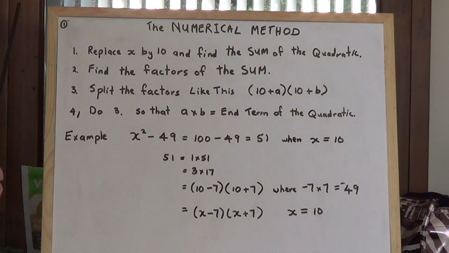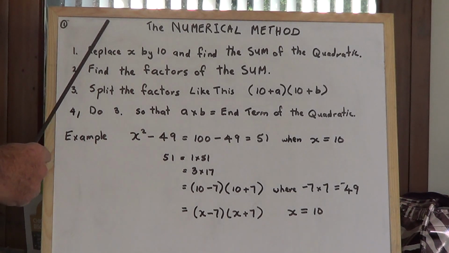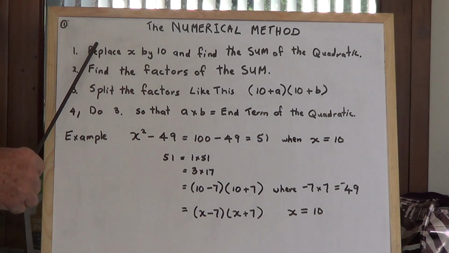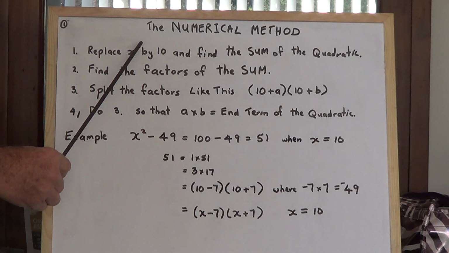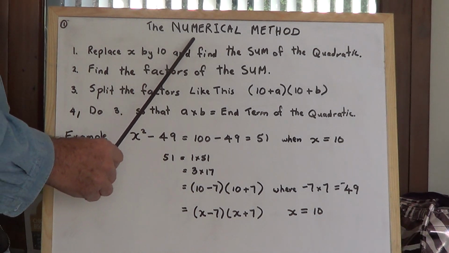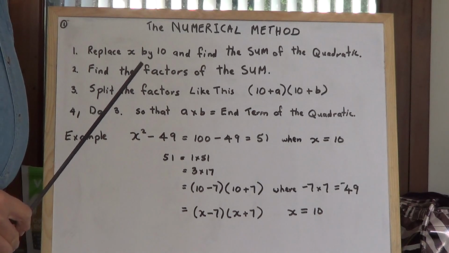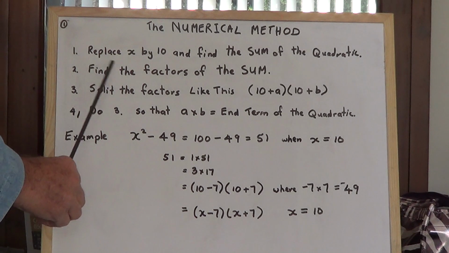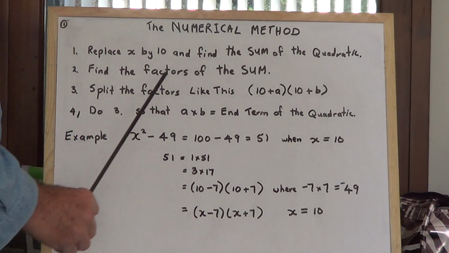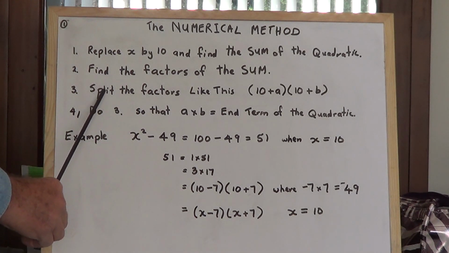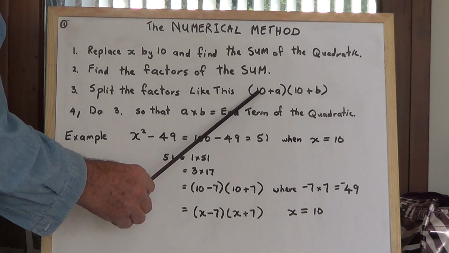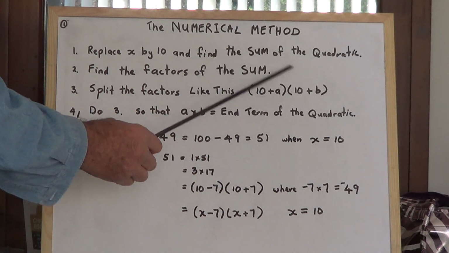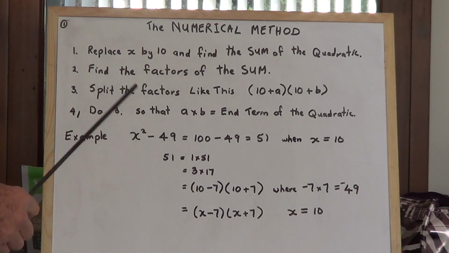Alright, here is the numerical method for factorising quadratics. We take the quadratic and we replace x everywhere in the quadratic by 10, and we find the sum of the quadratic. So we substitute 10 and then we work out the value of the quadratic, which is the sum. We find the factors of this sum and we split the factors like this, so we end up with 10 plus a and 10 plus b, and a is a number and b is a number, and a or b could be negative.